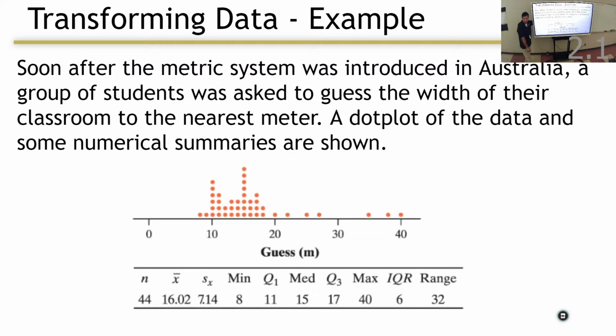So they give you the dot plot, skewed to the right. Some people have really, really high guesses. I've got a cluster of guesses here. They tell me that there were 44 students in the class, or at least 44 people answered this. They tell me that X bar is 16.02, so 16 is the mean. They tell me that standard deviation is 7.14. They tell me the minimum, Q1, the median, Q3, the max, and the IQR and the range. I don't guess there's anything else I would want. Everybody okay?